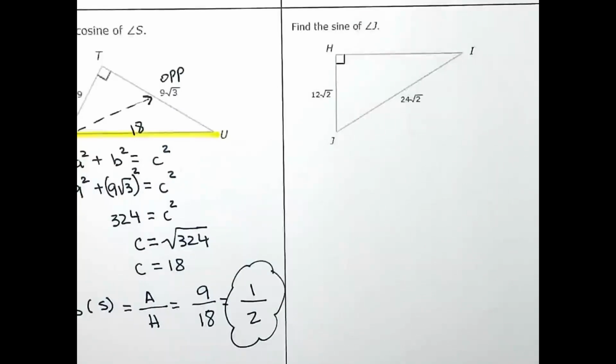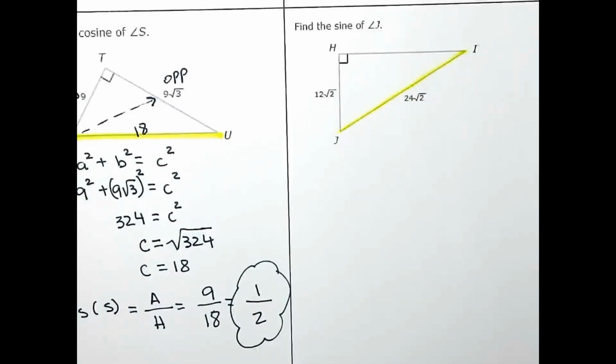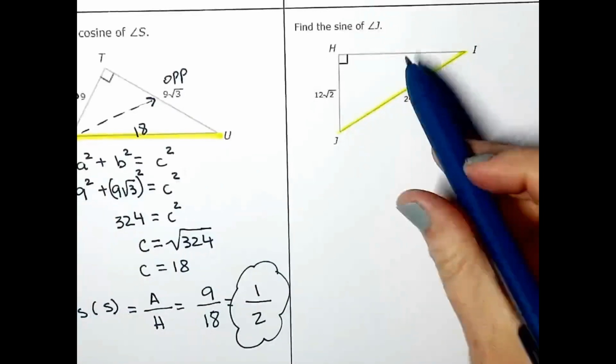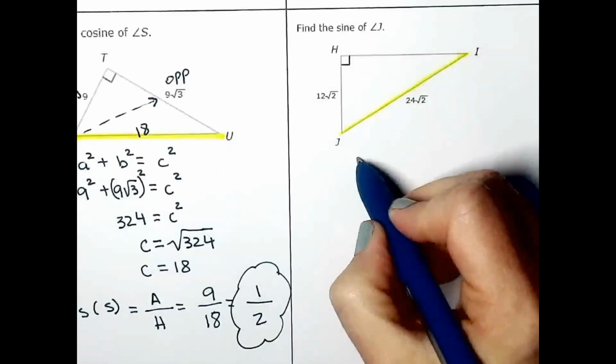Okay. All right. Last one. Hypotenuse. Right there, highlighted. Man, why don't they just give us everything? It would be too easy.